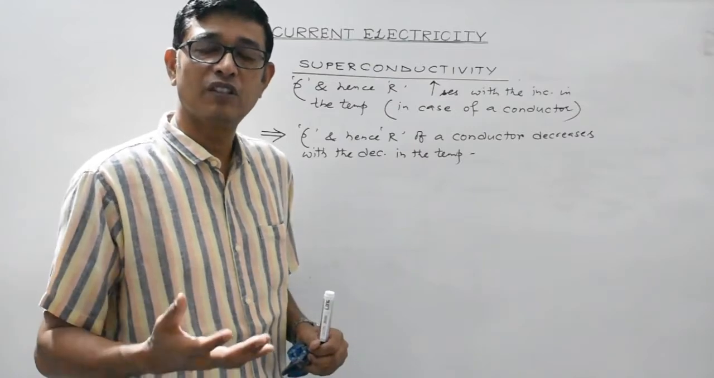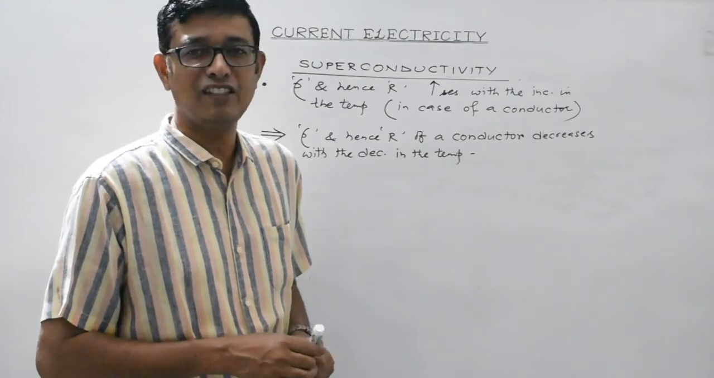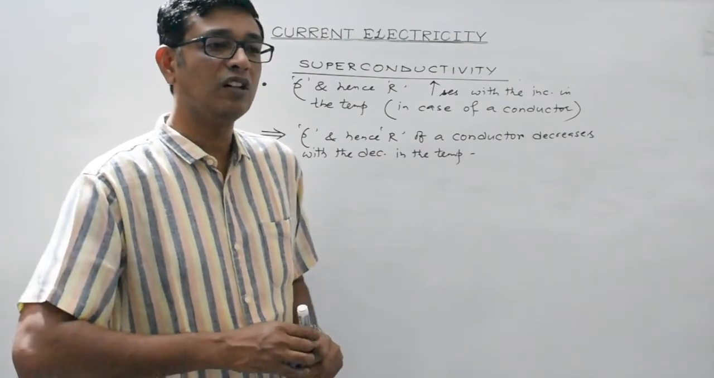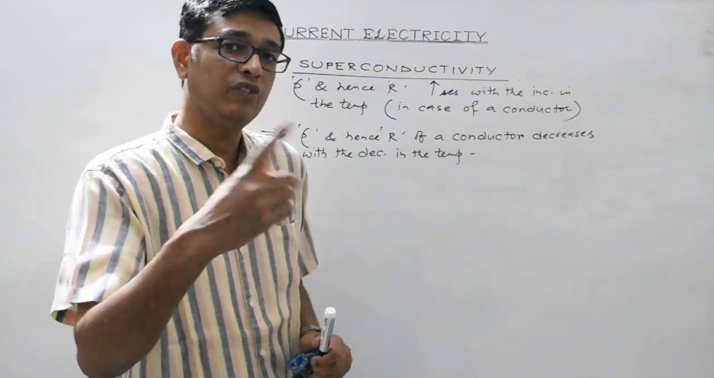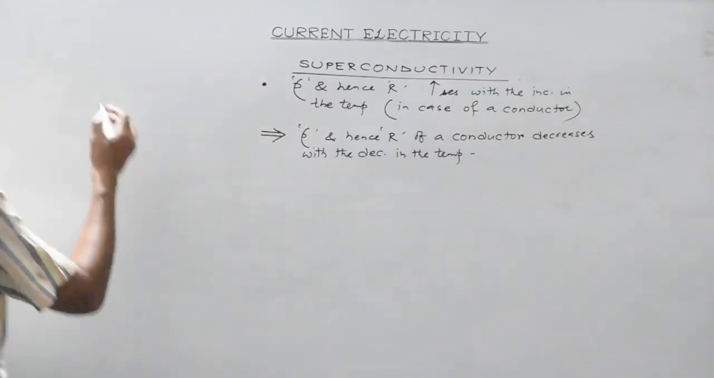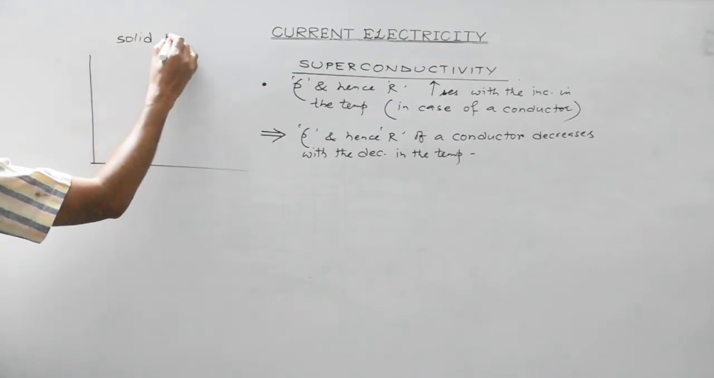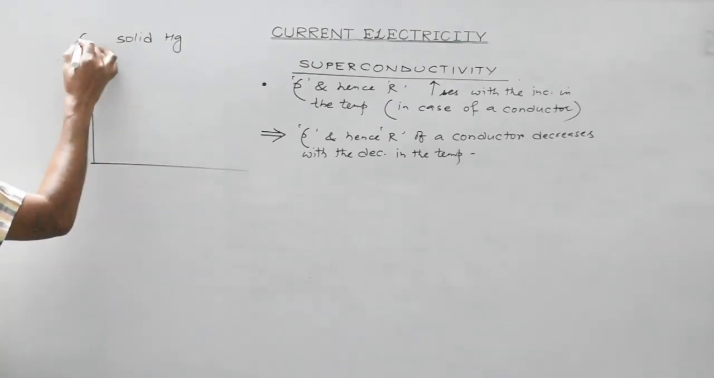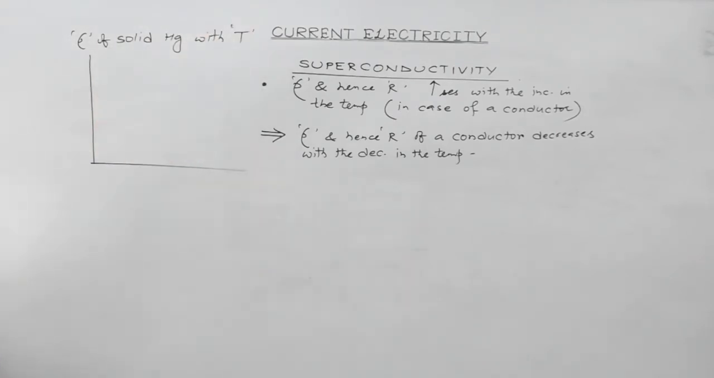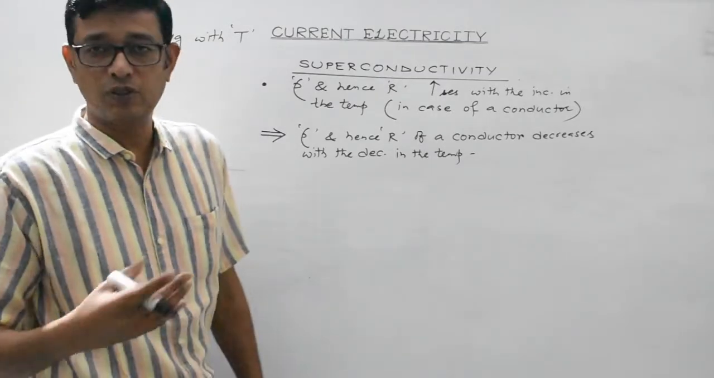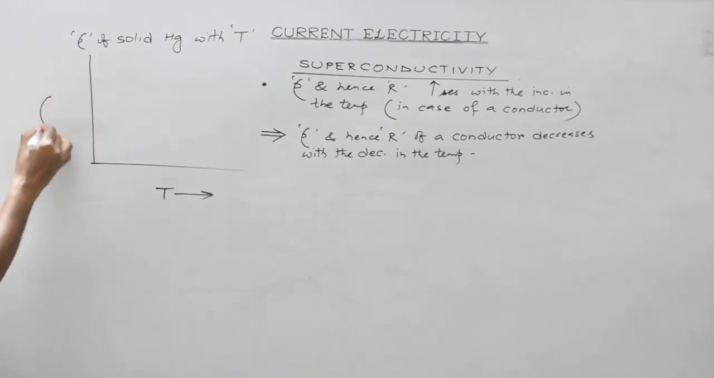Actually, this phenomenon was first studied by Kamerlingh Onnes of the Netherlands way back in 1911. What he did was study the variation of the resistivity of solid mercury with temperature. Capital T represents the temperature on the absolute scale, or Kelvin scale, and this is the resistivity.